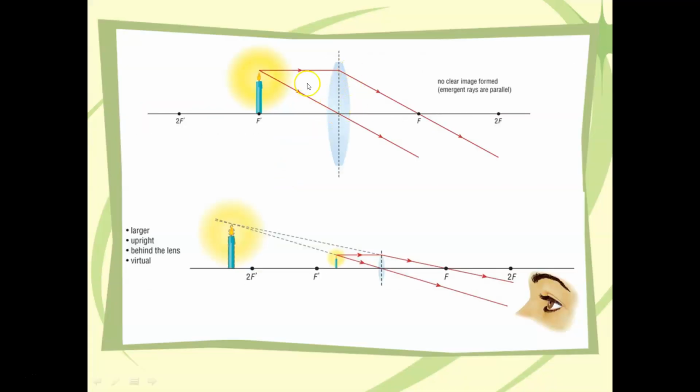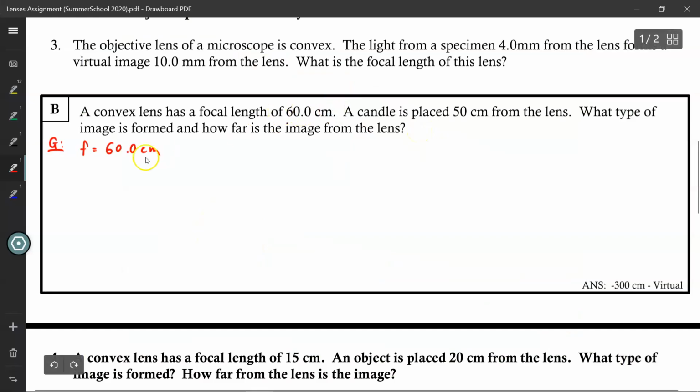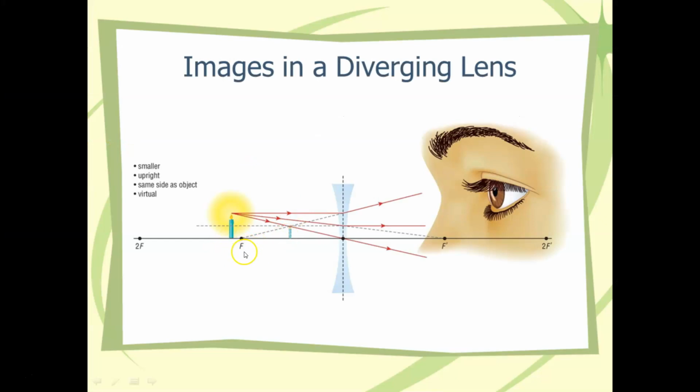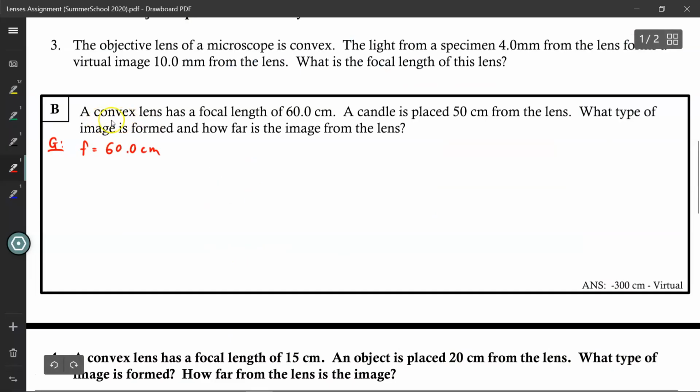Again, convex lenses, also known as converging lenses, will always have a positive focal point. So we can just leave it as 60 centimeters. Just be careful if the question says concave lens. Well, concave lenses have a negative focal length. So just watch and read carefully.